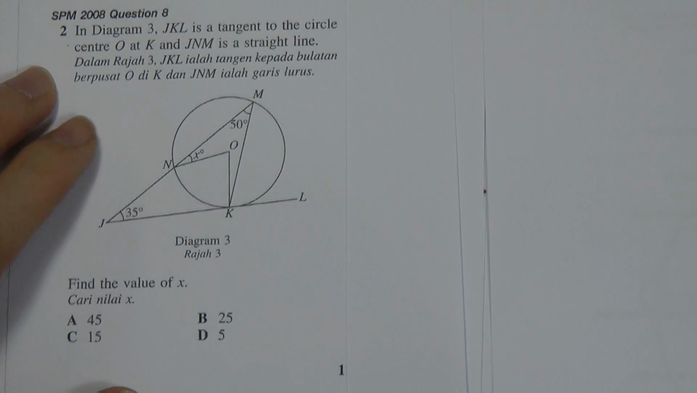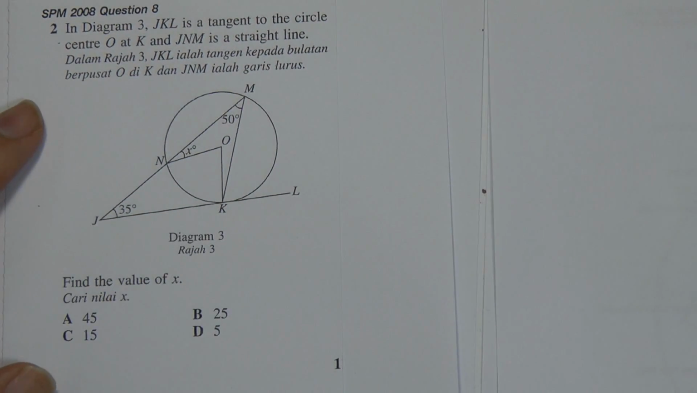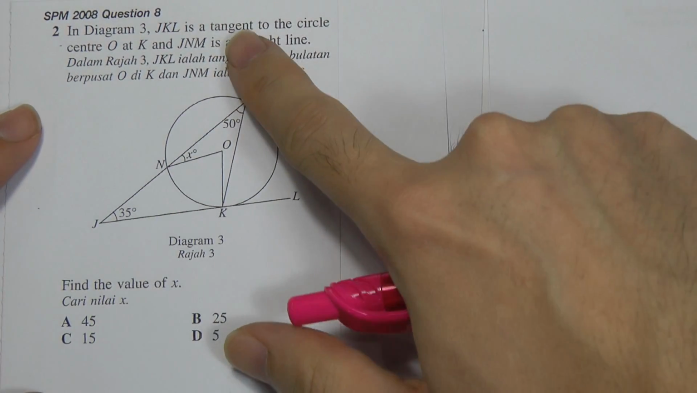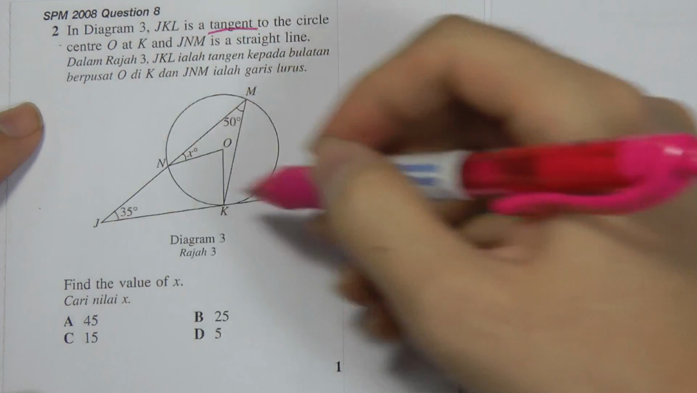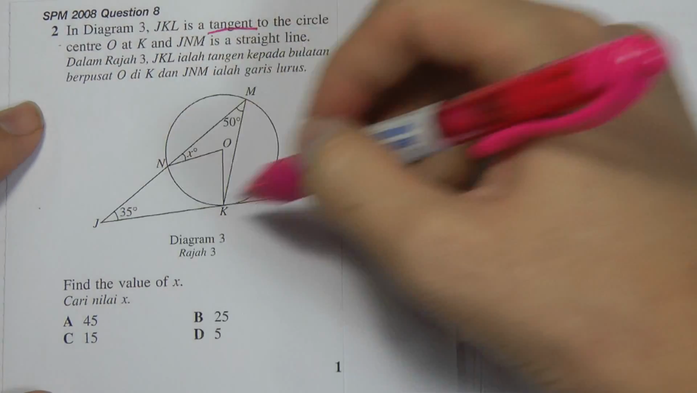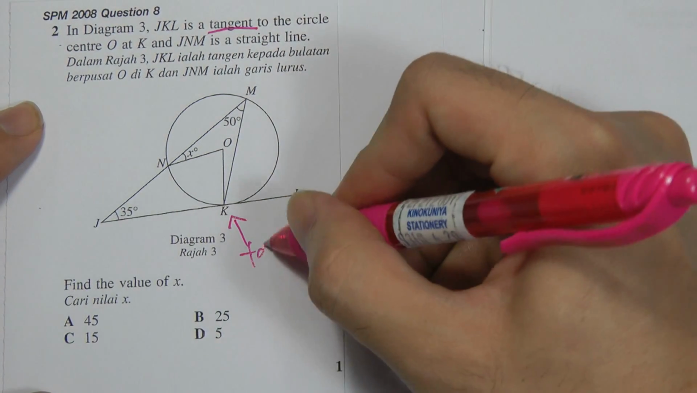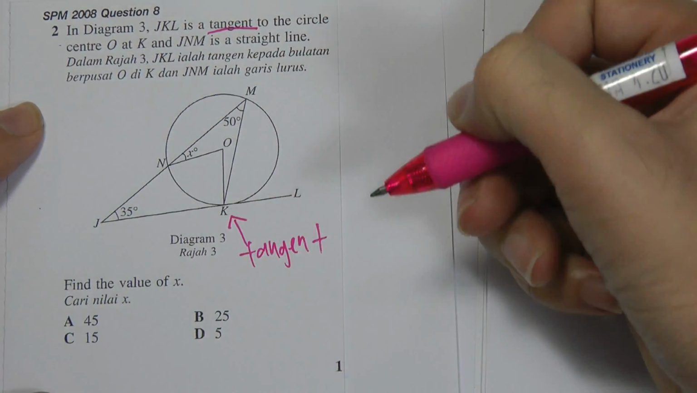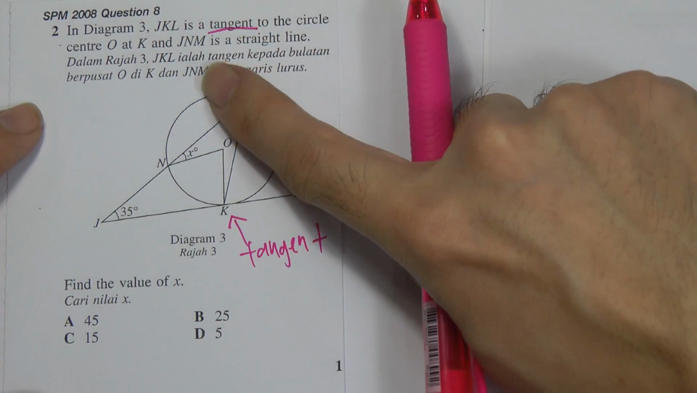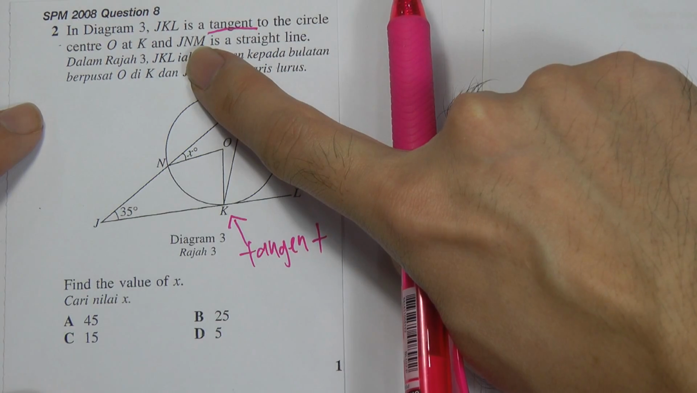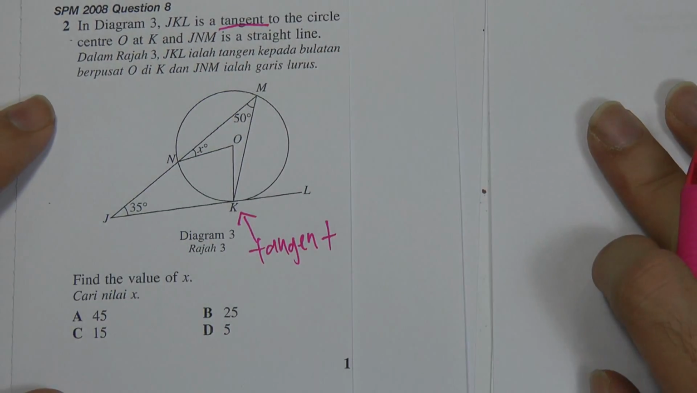Okay, you got the second question over here. In this question, he says in the diagram 3, JKL is the tangent to the circle. See, tangent to the circle, JKL. So we know JKL touches the circle at one point, which is the tangent at K. So K is the tangent. And then he says another thing, JNM is a straight line. Means JM, this one is a straight line. Nothing special about this one.